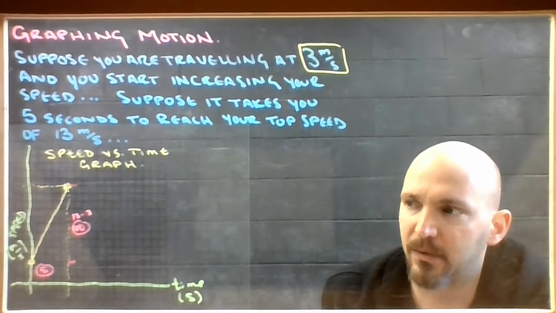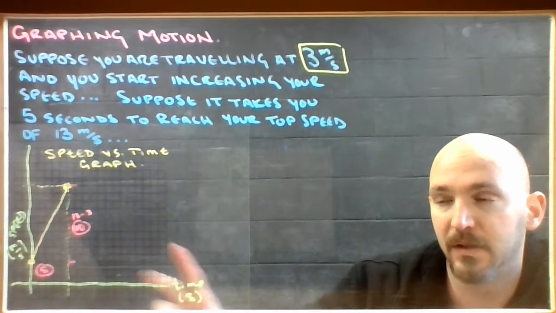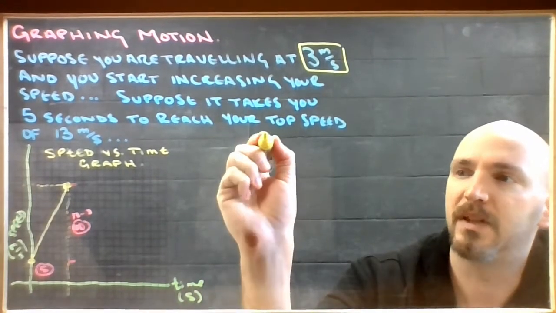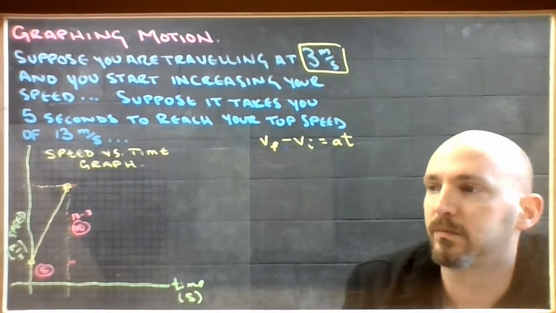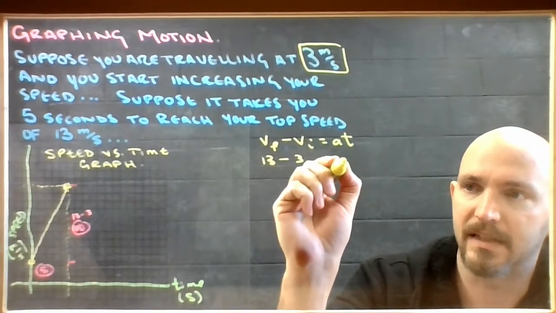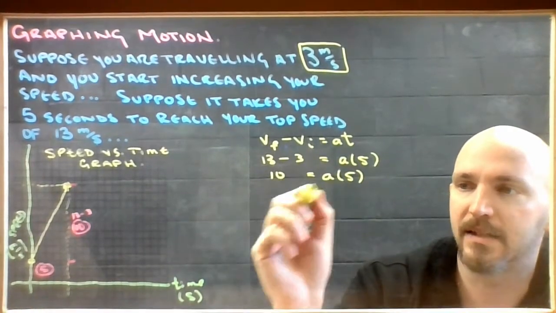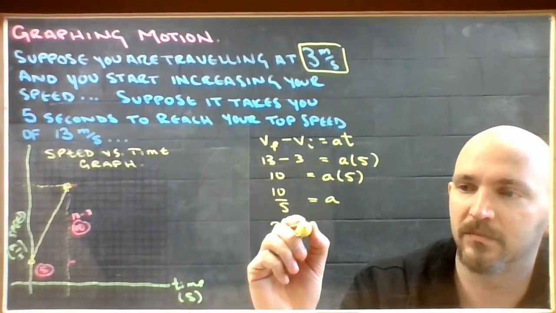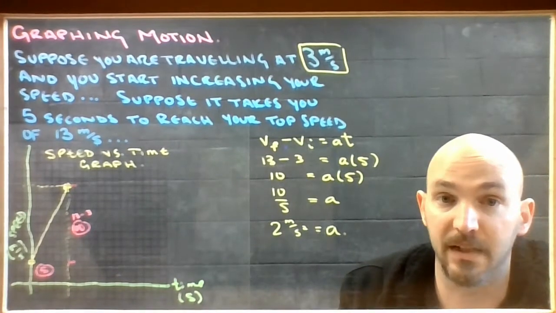So as far as kinematics equations go, I have a final speed, I have an initial speed, and I have a time. So I could get my acceleration from that. So let's see, Vf minus Vi is at. So Vf minus Vi, that was 13 minus 3, is acceleration times 5. 13 minus 3 is 10, and 10 over 5 would be my acceleration, which is 2. All right, so that's how I ended up doing it with kinematics equations.